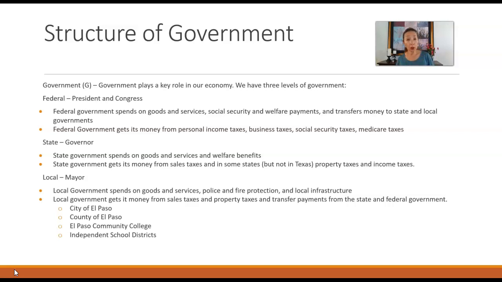And finally, at the local level, the mayor and city council is our local government. And local government also spends on goods and services, police and fire protection, local infrastructure. Local government also includes some jurisdictions that you may not have considered, like the county of El Paso Community College, the independent school districts, and I believe the hospital district as well. So we have three levels of government.